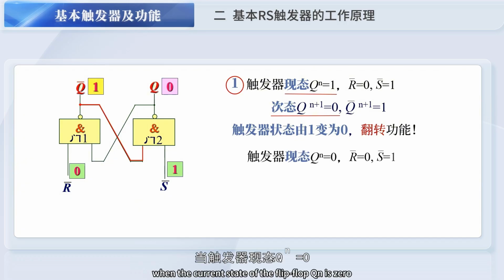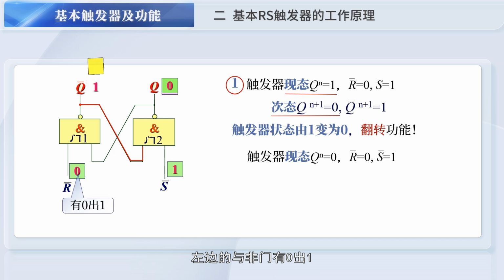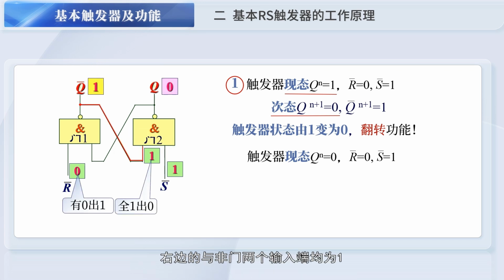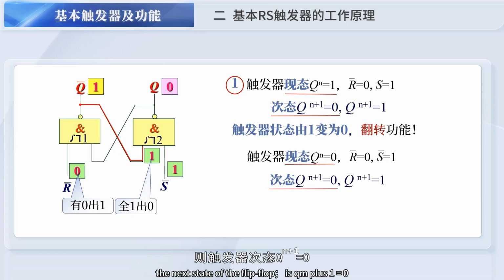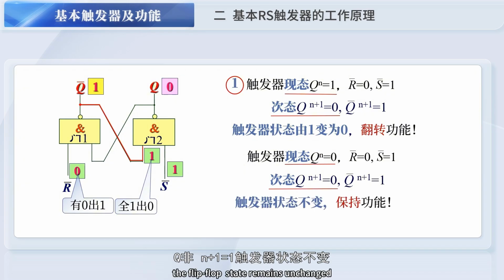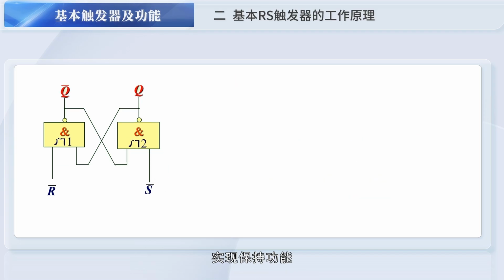When the current state of the flip-flop Qn is 0, when R bar equals 0 and S bar equals 1, the left NAND gate outputs 1, and both inputs of the NAND gate on the right are 1, so it outputs 0. The next state of the flip-flop is Qn plus 1 equals 0. The flip-flop state remains unchanged, achieving the holding function.